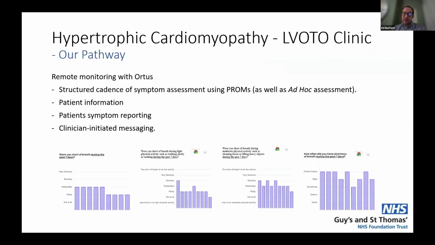And the thing that Ortus has been really helpful with is it gives us a very structured approach to be able to give them symptom assessment scores, so you can design pathways within the system to send those questions out at regular set intervals, as well as ad hoc. It provides patient information for them to read or educate themselves about what is quite a complex or perhaps anxiety-producing new medication, and then gives them an opportunity to report any symptoms. And importantly, that allows us to act on those things.